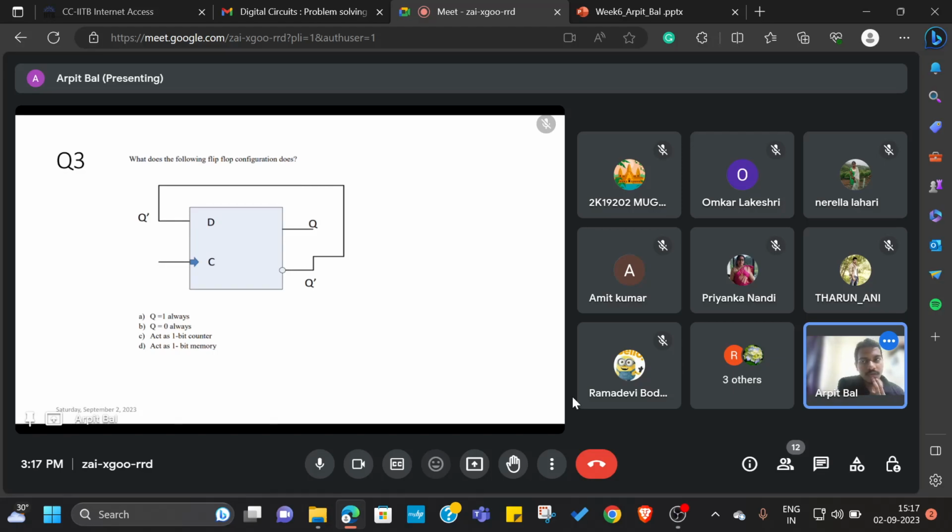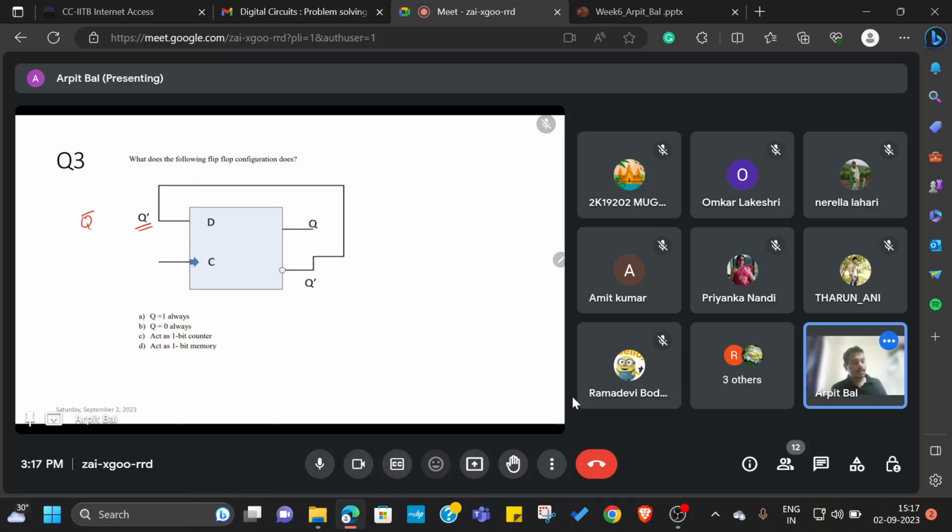So moving on to the next question. In this question, what is given to us is a D flip-flop, and the input to that D flip-flop is actually the Q bar. We need to figure out what is the behavior of this circuit.